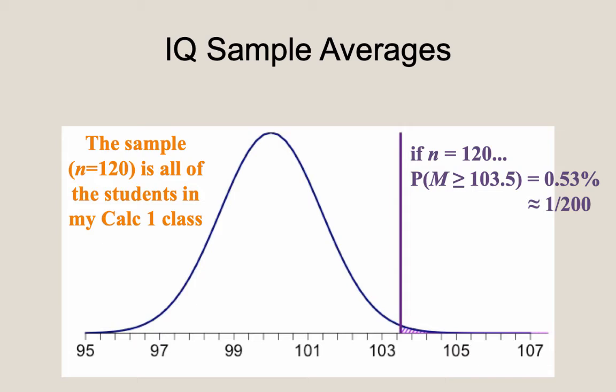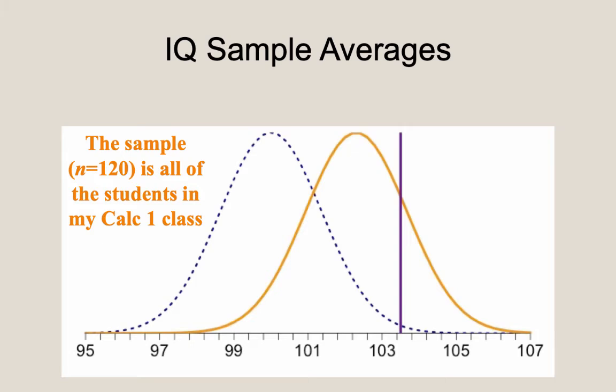Said another way, would you be surprised to find 120 students that were enrolled in a calculus class had a mean IQ of 103.5 or higher? I think most students would tend to agree that it wouldn't be surprising. The rationale would be that because the sample is coming from a class studying mathematics, there's a better chance that the IQs will be higher than you might find in a random sample.